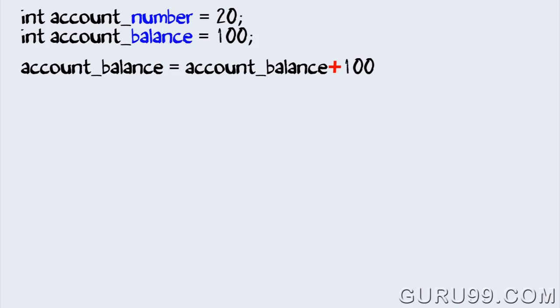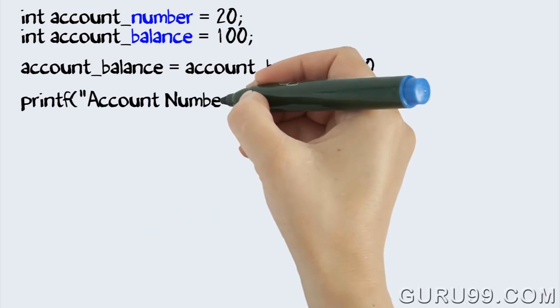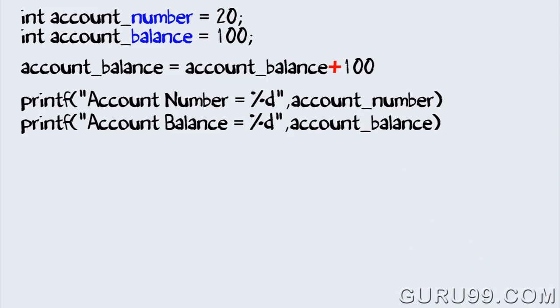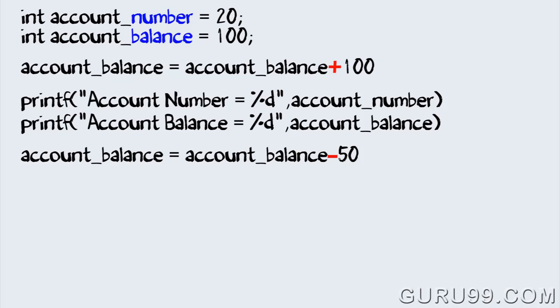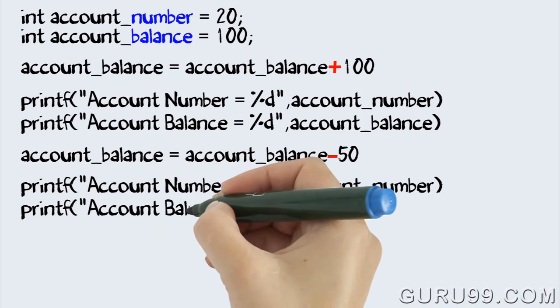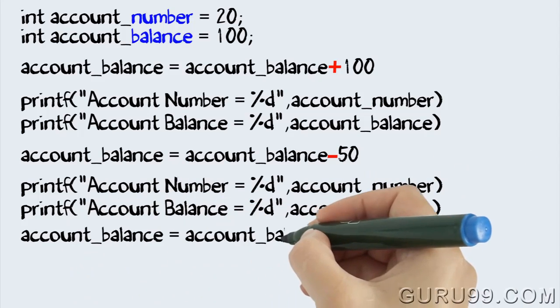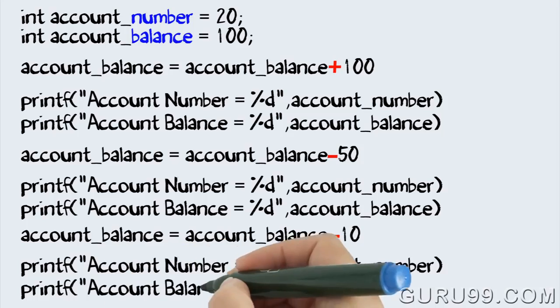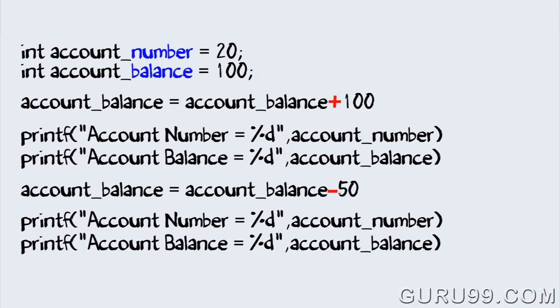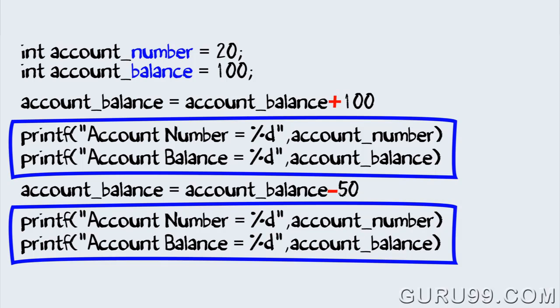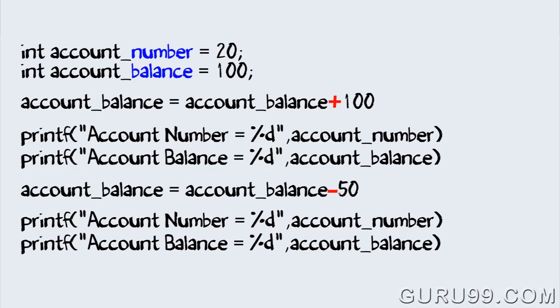Suppose a deposit of $100 is made. Next, you will obviously show the latest account balance. Now the amount of $50 is withdrawn. Again, you show the latest account balance. In fact, for any further deposit or withdrawal operations, you would program the same steps again and again. Here the code for display of account number and account balance are exactly the same, and it is repeated throughout the program. Such repetition is a waste of programming efforts and increases coding costs and possibility of coding errors.